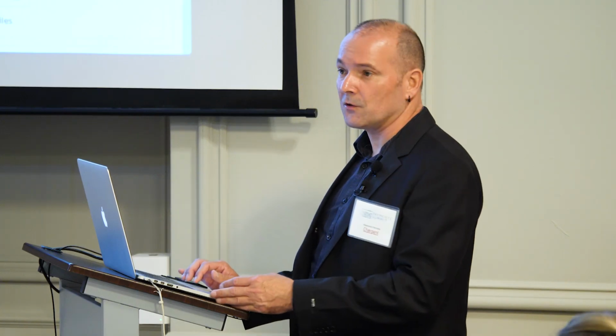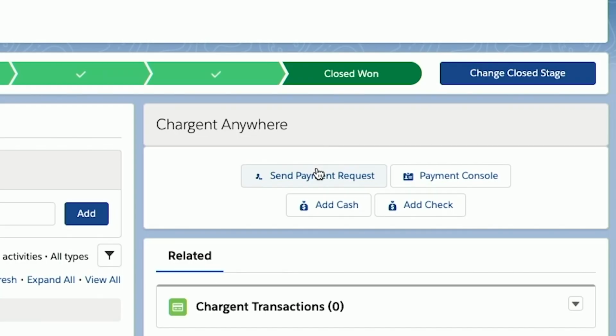So just to kind of run through what Chargent Anywhere does, again, it allows you to send a payment request, which is an email that gets sent to a recipient. They open it up, they click on a secure link, and they can enter in their own credit card information. We're going to go ahead and demo that in just a second. The payment console allows you to enter in the credit card information, set up recurring billing, or take a one-time payment. And then it also has add cash or add check. These buttons don't send anything to the gateway. What it does is it creates a transaction record that can be associated with the opportunity. That way you have a running history if you take cash, if you take paper checks.